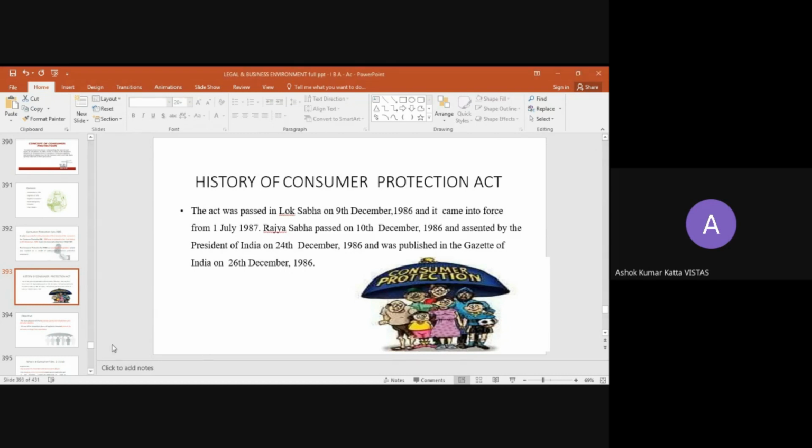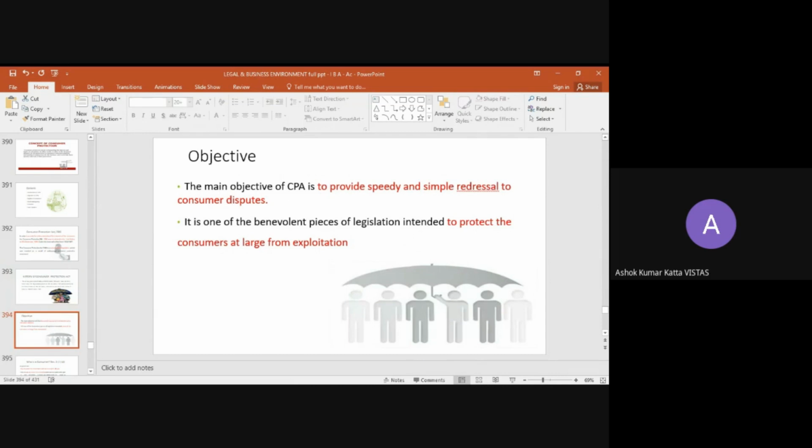For that, they framed important objectives for the implementation of this CPA. CPA stands for Consumer Protection Act. So the first foremost objective of introducing this Consumer Protection Act is, whenever they found any buyer was cheated by a salesman or a manufacturing company, then you can approach the Consumer Protection Act for getting justice.